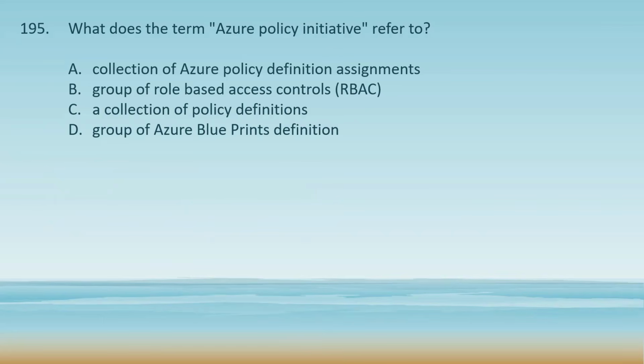The term Azure Policy Initiative refers to a collection of policy definitions. Azure Policy Initiative allows you to group multiple policy definitions together for easier management and enforcement. This can be particularly useful when you have a set of related policies that need to be applied to your Azure resources. By creating an initiative, you can enforce these policies as a group, making it more streamlined to ensure that your resources comply with a set of specific compliance and governance requirements.